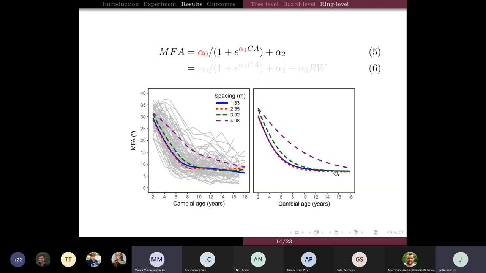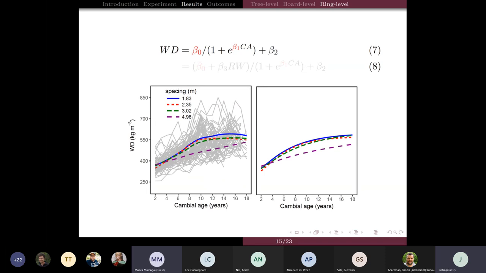Then adding ring width as a parameter into the model, adjusting the A2 parameter, and we can note in this case as well, this is an intercept term, so it has a constant effect on all cambial ages. If we adjust that, there remained a significant effect on the previous parameters. That alludes to the fact that over and above cambial age and ring width, there are still some underlying differences that we have not been able to explain yet that are influencing these basic properties and have not been captured by the model. Looking at wood density, something similar is manifested.